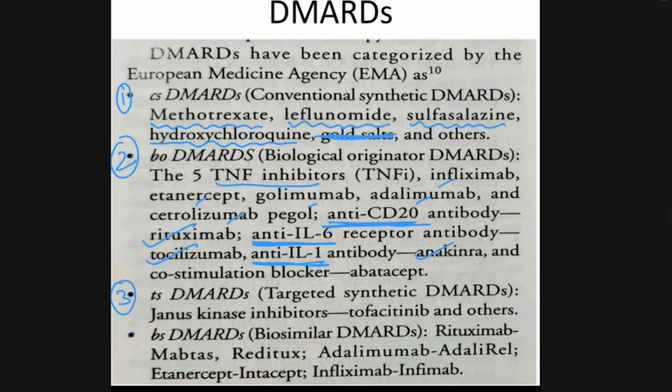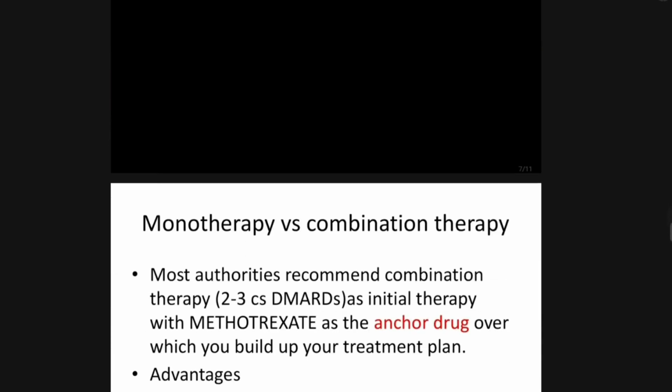Third is your targeted synthetic DMARDs, which includes the new kid on the block, tofacitinib. Number 4 is your biosimilar DMARDs, not biologicals, which are equivalent to the biological DMARDs, but are relatively easy to make once they show their therapeutic effect.